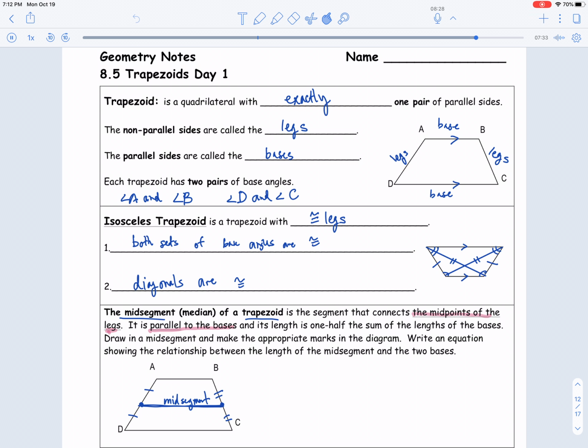Now, to find the length of the midsegment, we take the average of the two bases. So it's half of the sum of the two lengths. So it's here. Half of the sum of the lengths of the bases. So let's say I have base 1 and base 2. The midsegment will equal base 1 plus base 2, and we will divide that by 2. So in other words, we are again taking the average of the two bases.